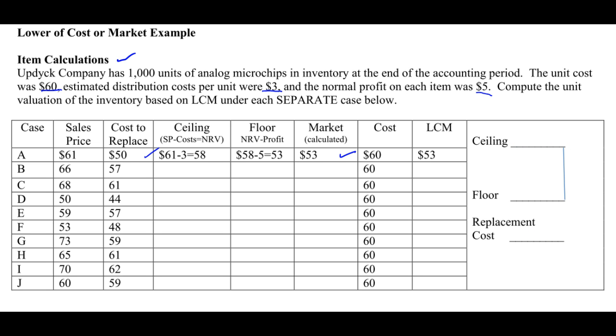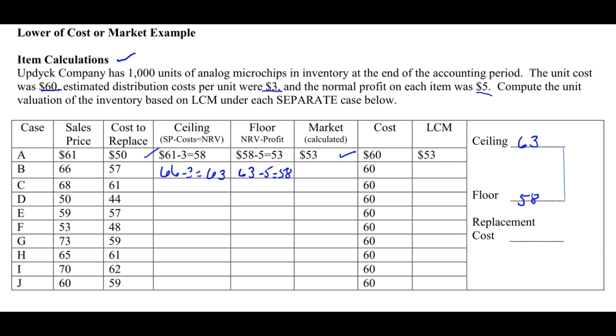Let me get my pen back. I still have my eraser. The sales price on item B is going to be $66. There'll be $3 of distribution costs, so it's going to be $63 as our ceiling. So we've calculated our ceiling, net realizable value, sales price minus the $3 distribution. Now we need to calculate the floor, which is 63 minus our normal profit. This time we happen to know that in terms of dollar amount. 63 minus 5 is 58. So the ceiling is 63 and the floor is 58.